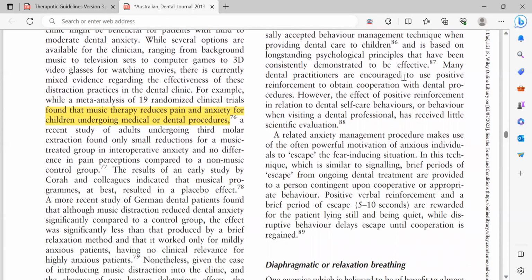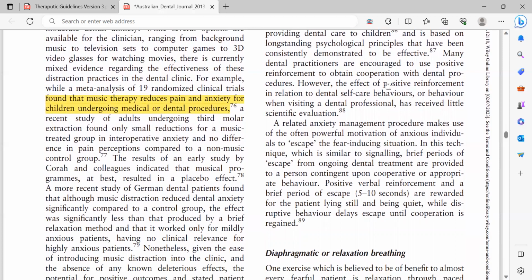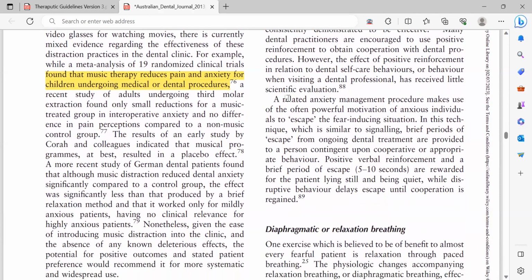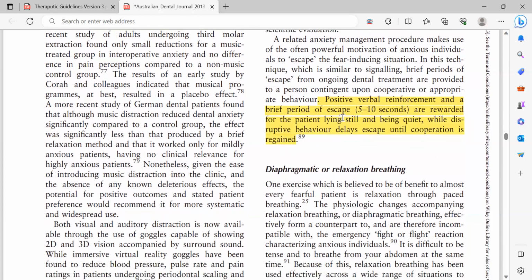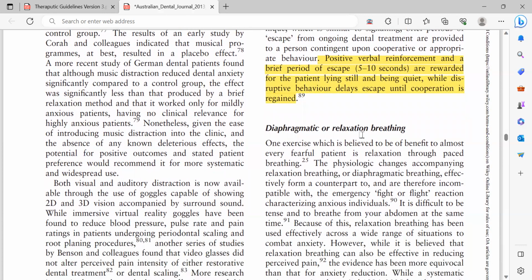Many dental practitioners are encouraged to use positive reinforcement to obtain cooperation with dental procedures. However, the effect of positive reinforcement in relation to behaviors when visiting a dentist has received little study. Positive verbal reinforcement and a brief period of escape are rewards for the patient lying still and being quiet. You can give them some rest as a reward, like saying you were doing really well during the procedure, so I'll give you some break, and keep going well, and all those things can enhance their motivation. Then diaphragmatic or relaxation breathing.